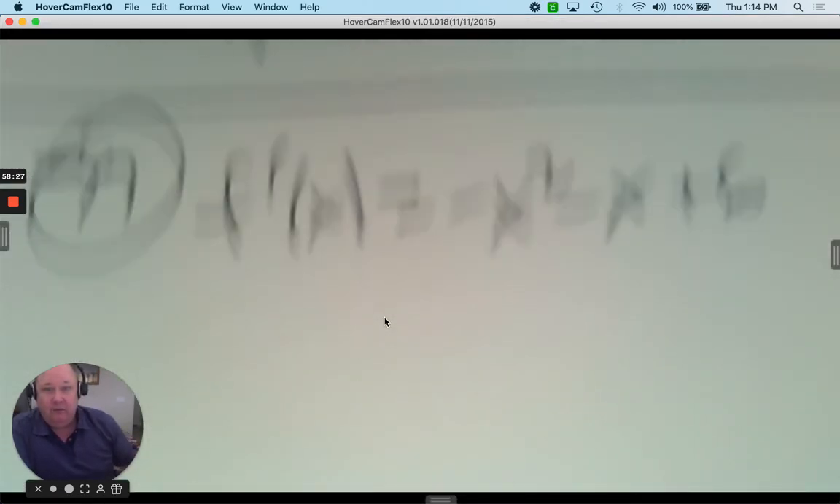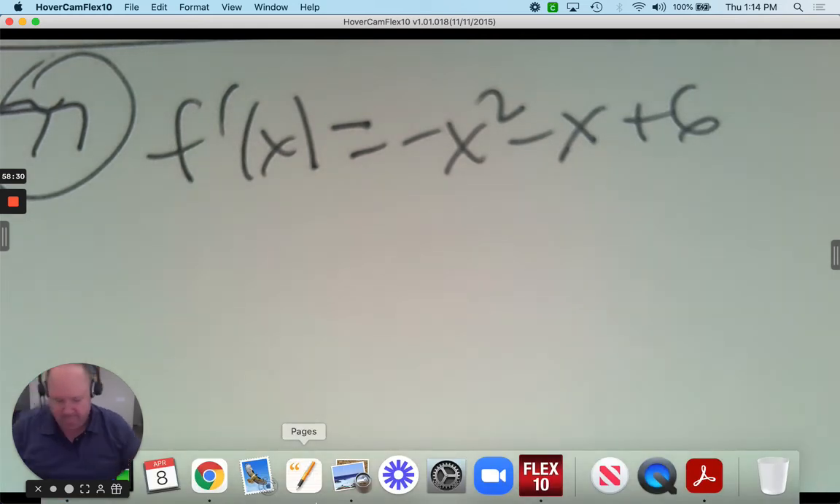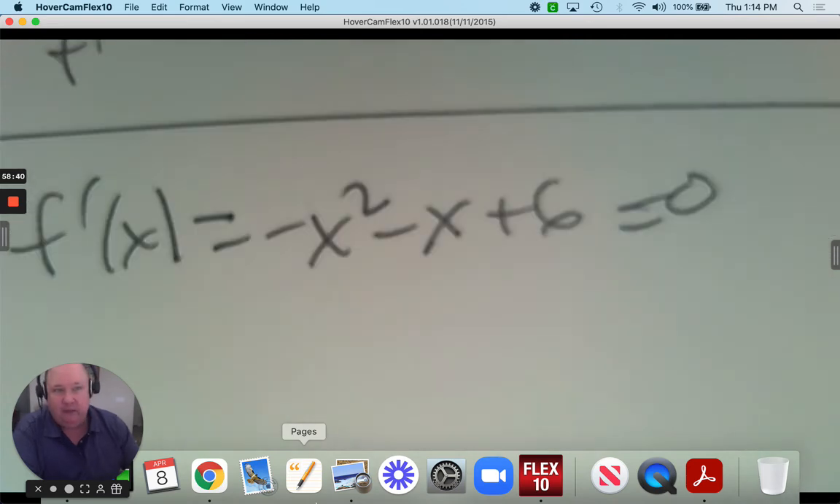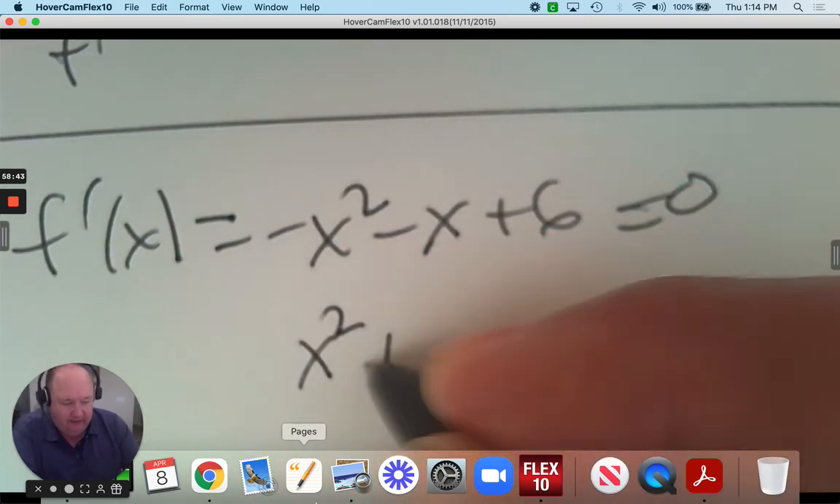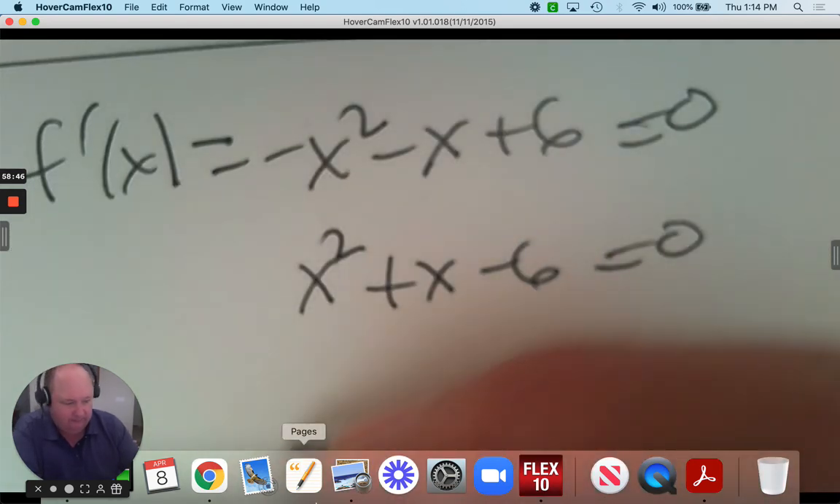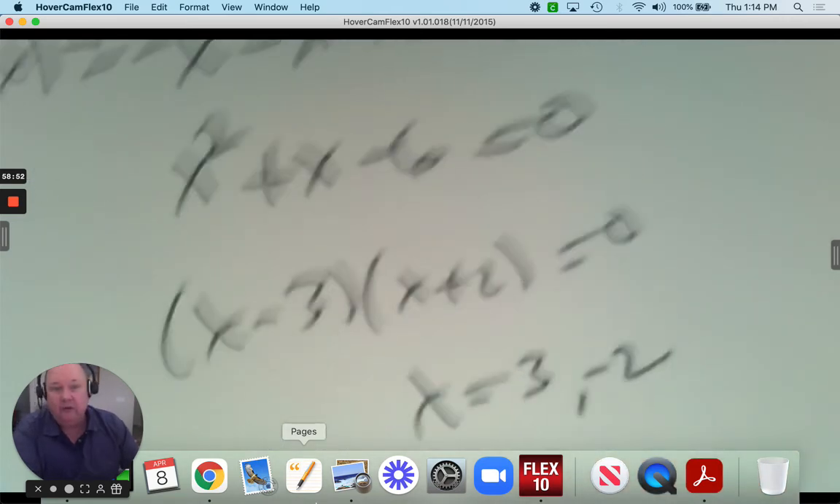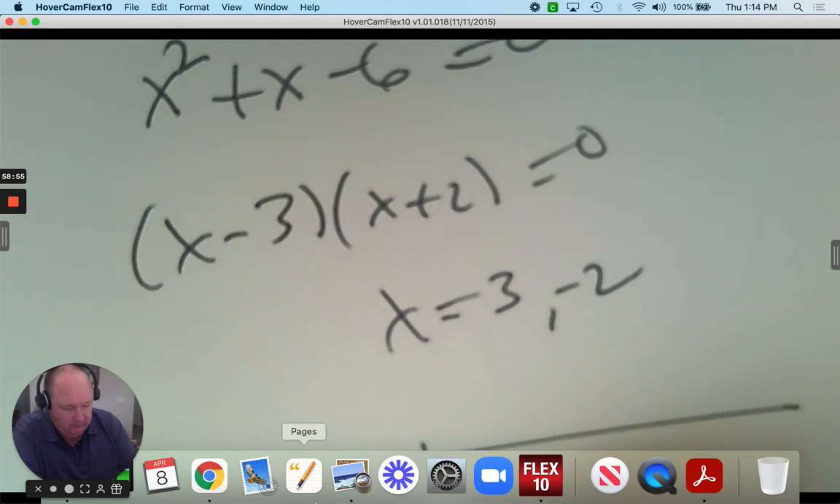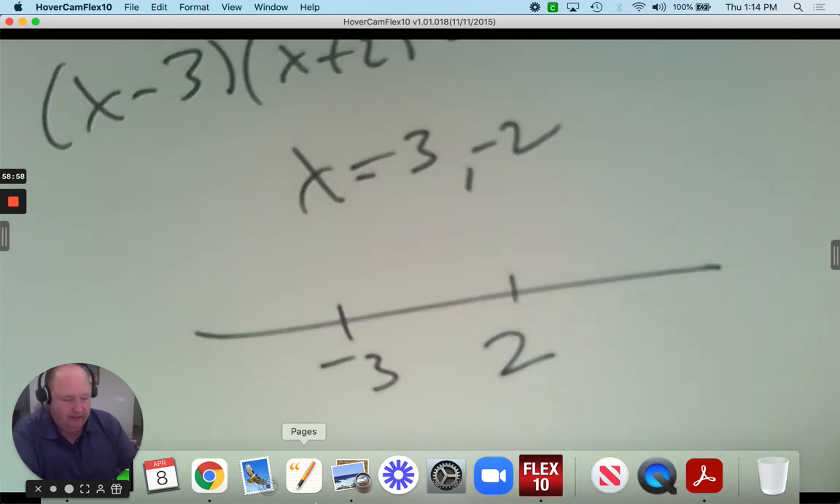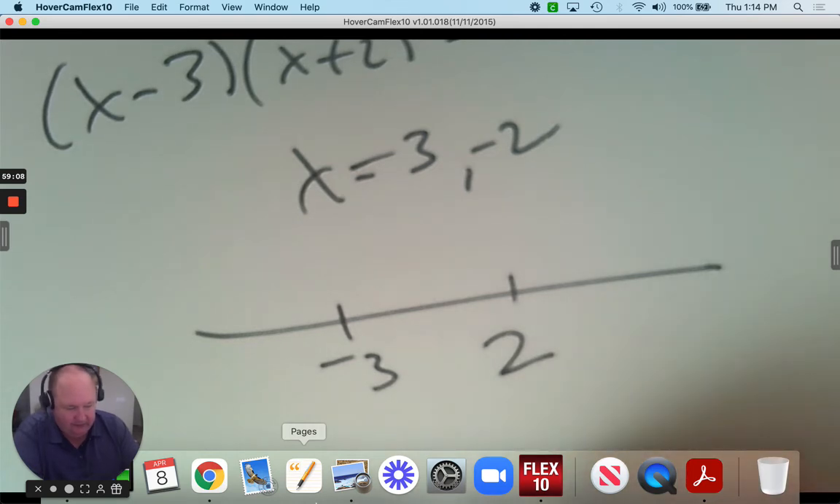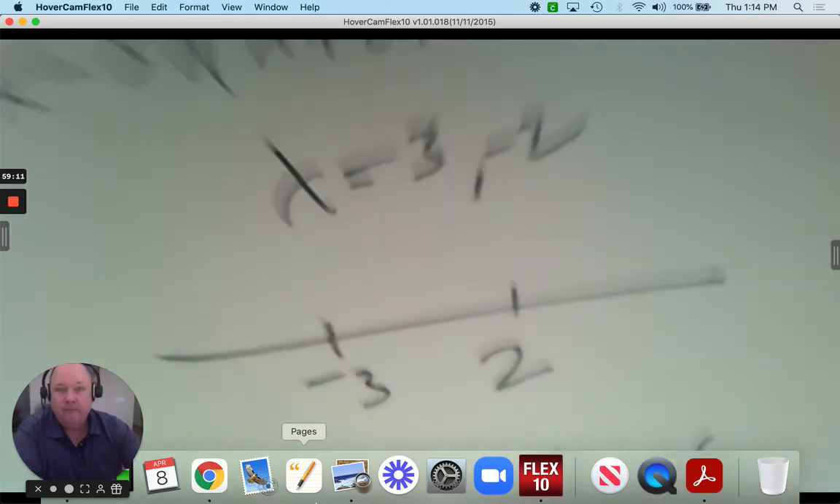And then what they want to know is where is it decreasing, right? Or where is it increasing? So you first take the derivative, make it equal to 0, and solve it. So I could divide everything by -1 to make it easier. So I see the two values are 3 and -2. That's where it's 0. So those create my intervals. But I have to go back. Before I divided everything by -1, I need to go back to this. I need to use this.